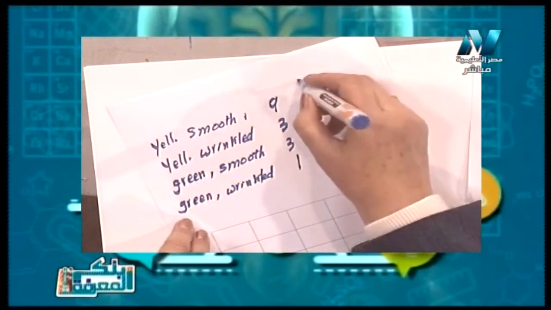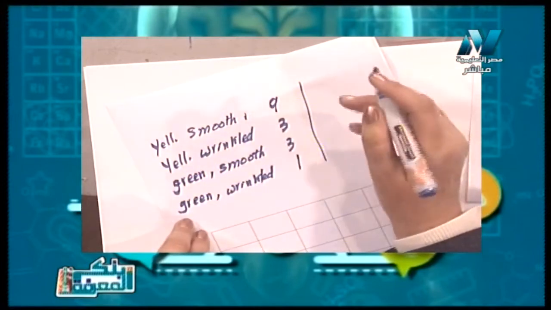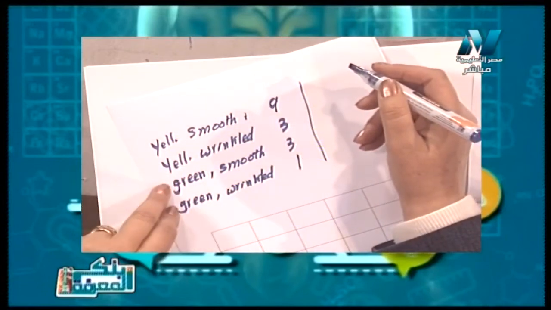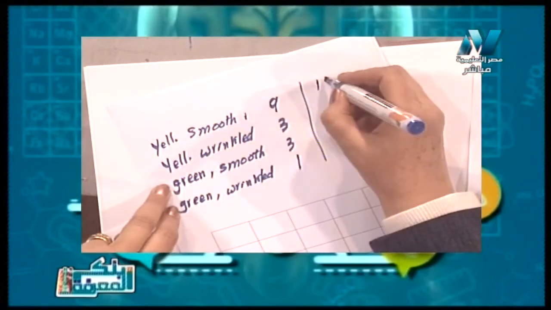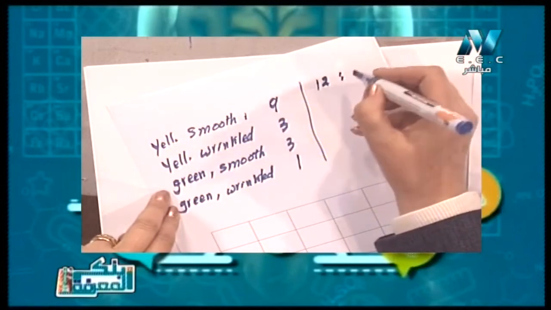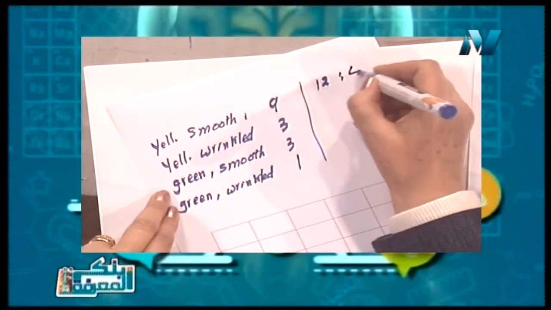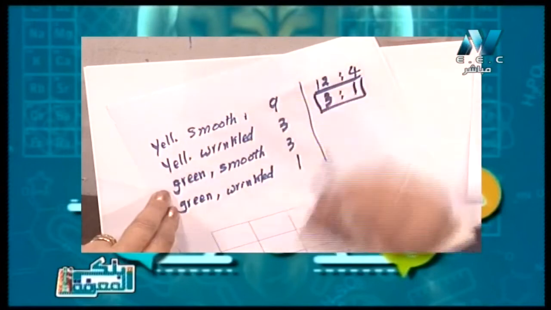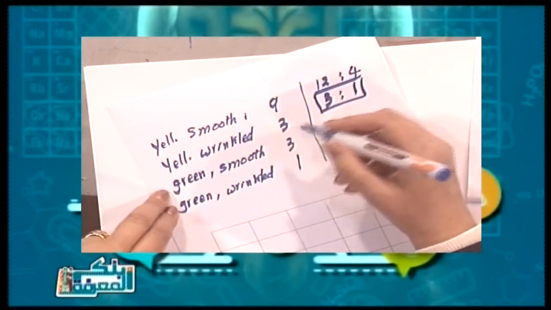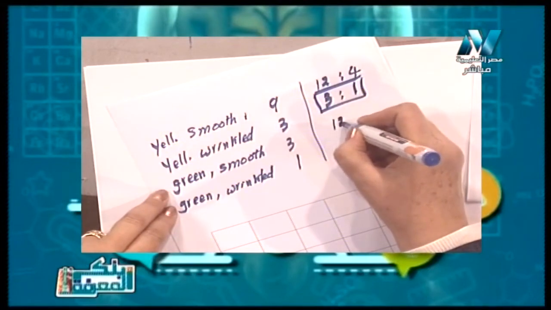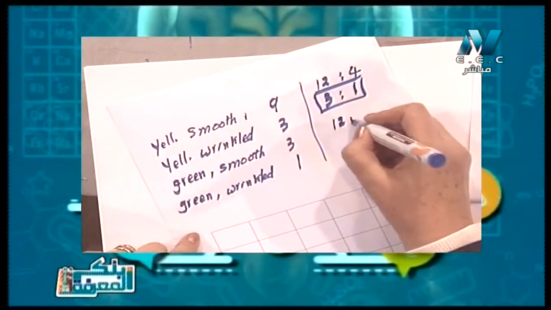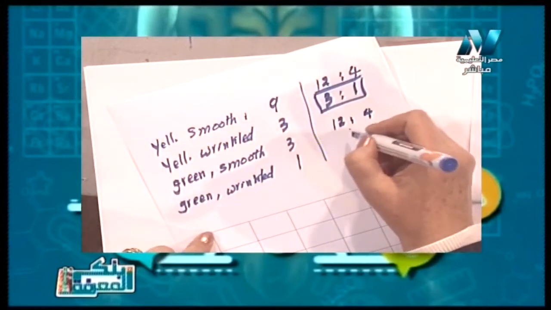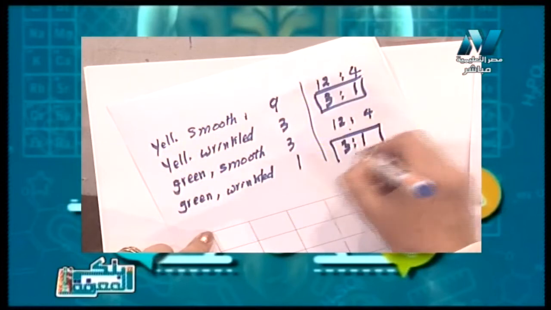And if we want to refer to the first law of segregation, if we count the number of yellow and green seeds, we will find they are 12 yellow and 4 green. So they represent the same ratio, 3:1. And in terms of the second character, smooth, they are 9 plus 3, they are 12. And the wrinkled seeds, they are also 4, so they represent the 3:1 as the first law.